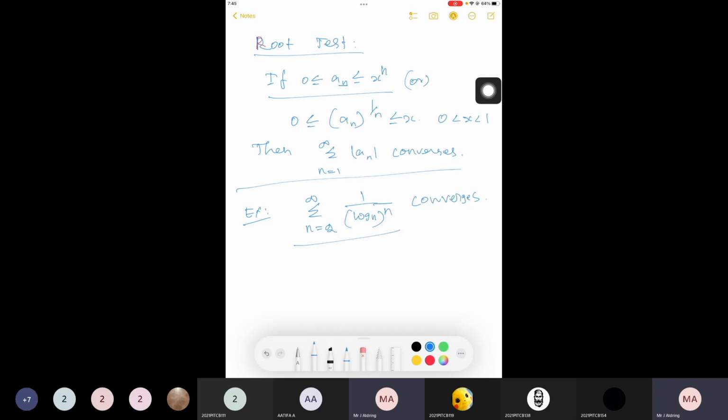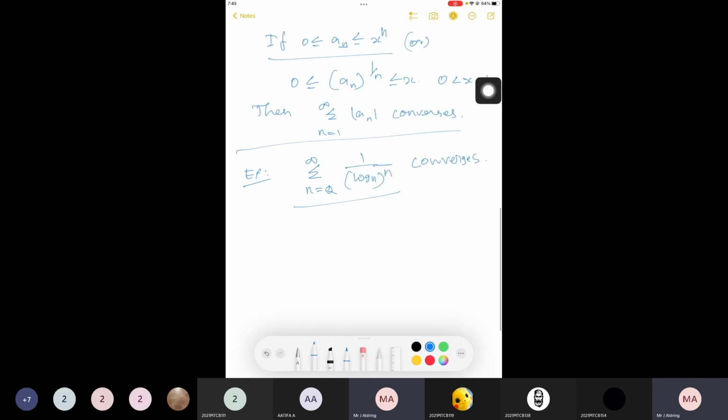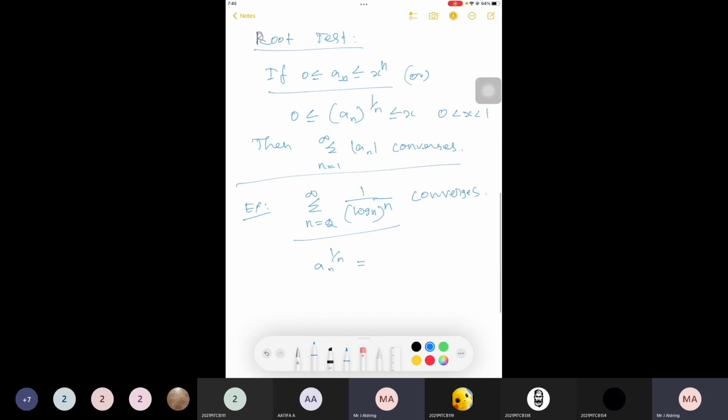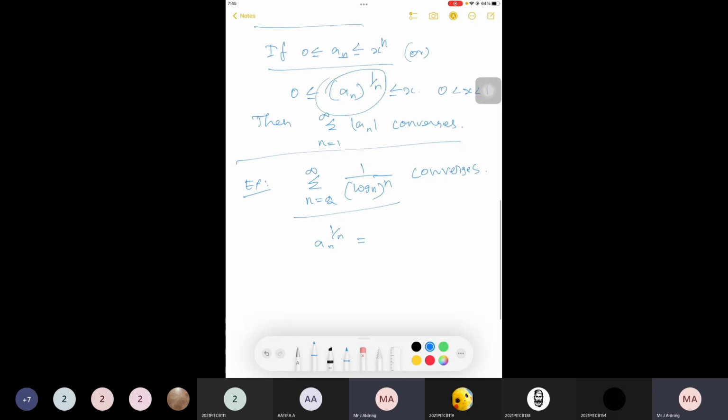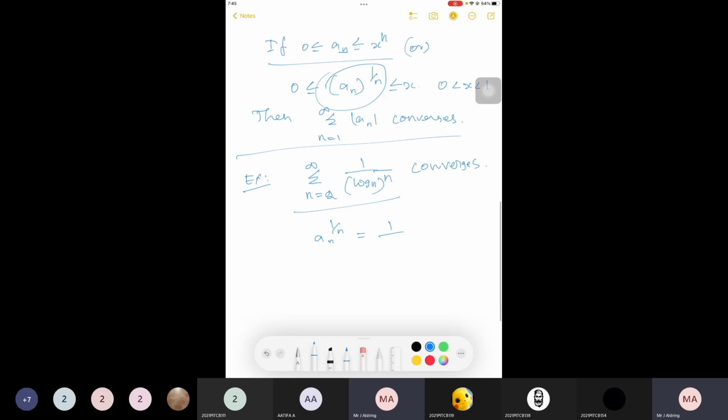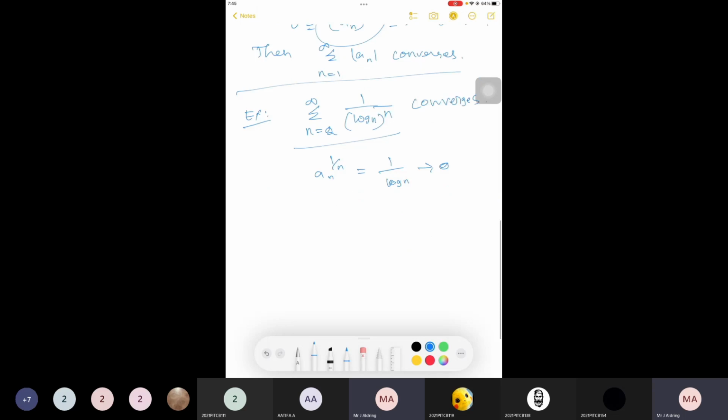It converges because you know the sequence here, a_n to the power 1/n, by the root test, that value should be less than or equal to x. That value is equal to 1 by log n. Therefore, that tends to 0. Whatever value you substitute for n, that tends to 0. Therefore, it converges.